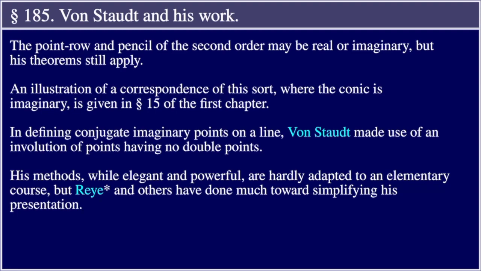In defining conjugate imaginary points on a line, von Staudt makes use of an involution of points having no double points. His methods, while elegant and powerful, are hardly adapted to an elementary course, but Ray and others have done much towards simplifying his presentation.